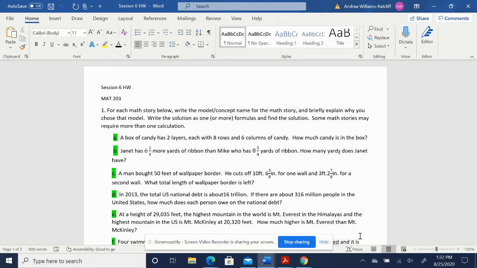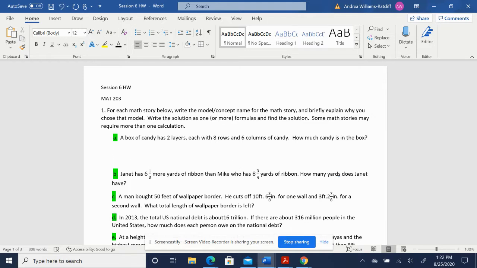Okay, so let's look here at each individual section. We're supposed to do a few things here. We're supposed to write the model and the concept. So what structure do we have? That's the model. And the concept is the operation that we think is happening here. We want to explain why we chose what we did, and we want to write the solution here. It's possible we may have to do more than one calculation.